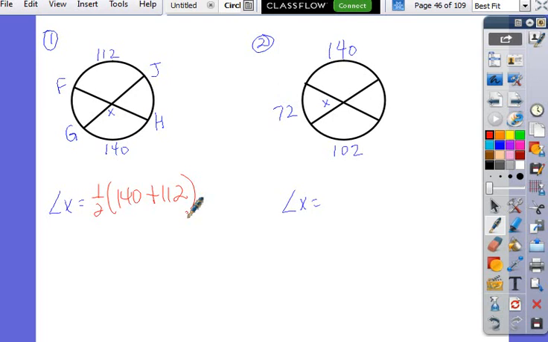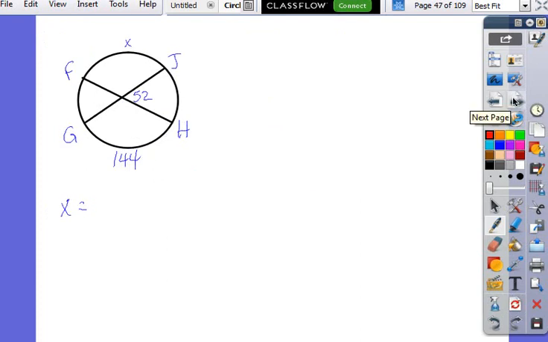Now what would I need to do on the second one? 570. First thing I need to do is figure out what that missing piece is. So add all them up, and then I would do that rule over there. 360. So do the 360, add these up, subtract from 360, find this missing piece, then you would do that rule. What if it gives you the angle on the inside?